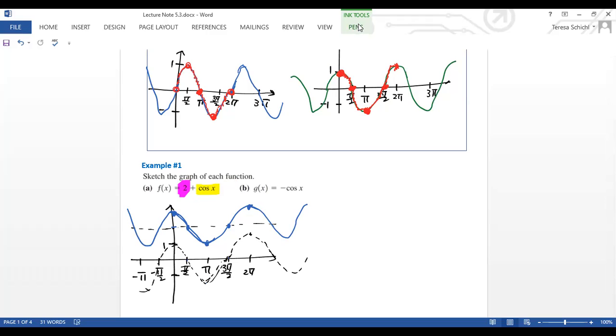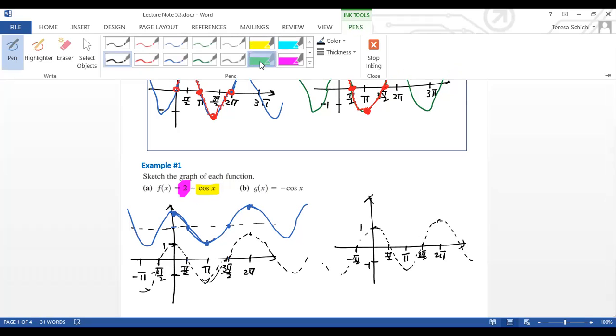Now let's take a look at the next one. You always draw your parent function first. The parent function is a cosine again. So this is pi over 2, pi, 3 pi over 2, 2 pi, negative pi over 2. This is 1, this is negative 1. My parent function of cosine is here, look at those red lines. So this is my cosine function. If you want to continue, you can do that, or you can just leave that.